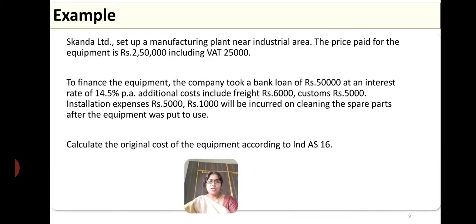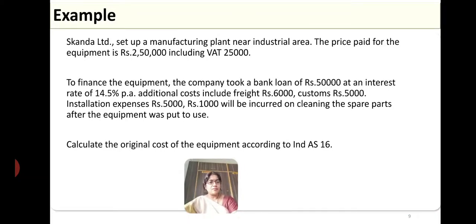Then they give as an adjustment, to finance the equipment, the company took a bank loan of 50,000 at an interest rate of 14.5% per annum. That means they have given information about the loan that they have taken for buying this asset. They have also incurred costs like freight 6,000, customs 5,000, then installation expenses 5,000, and they also say rupees 1,000 will be incurred on cleaning the spare parts after the equipment was put to use.